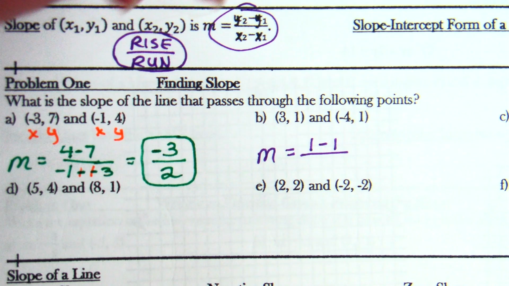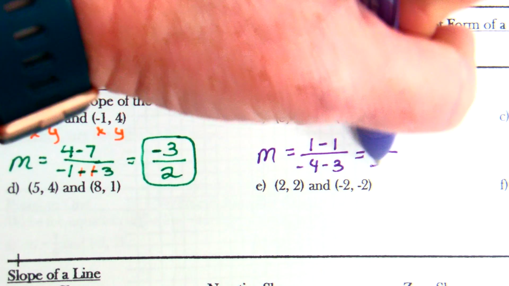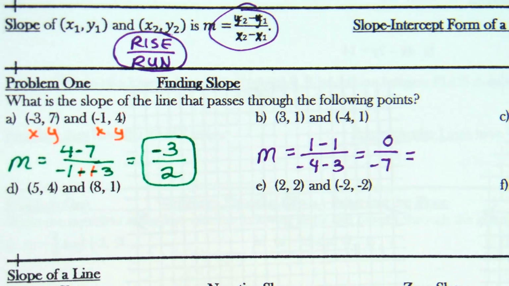Okay, -4 minus 3. Y minus y over x minus x. 1 minus 1 is 0. -4 minus 3 is -7. You must go one more step. Don't ever stop and leave a 0 within a fraction. Go one more step and tell me, what is 0 divided by -7? 0. And if you put that on your calculator, it's going to come back and tell you 0.